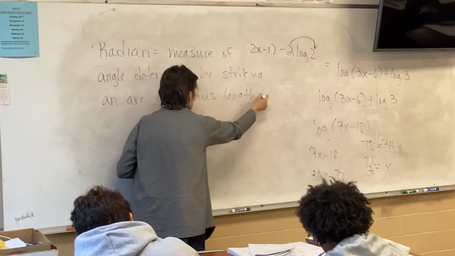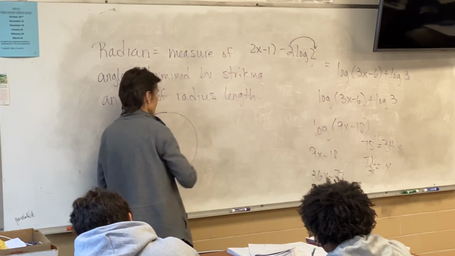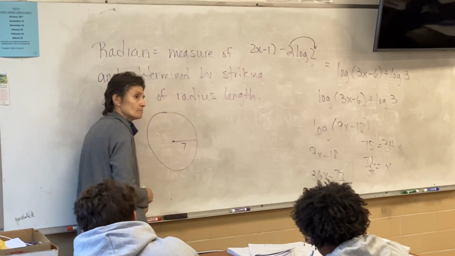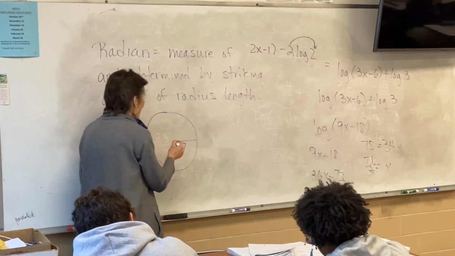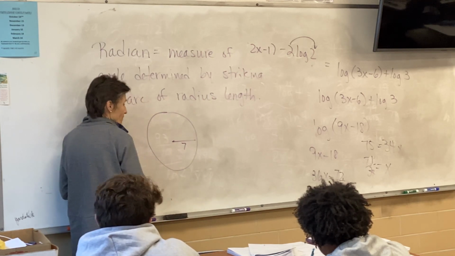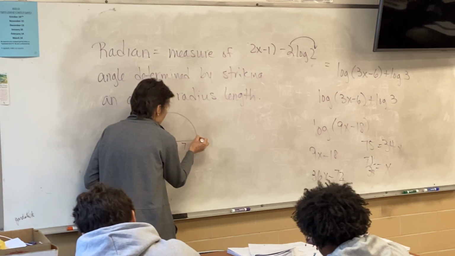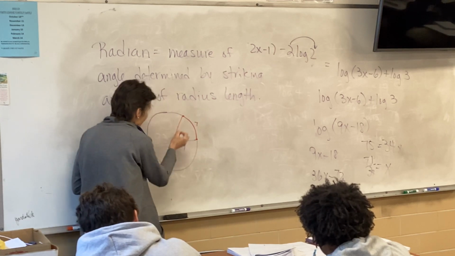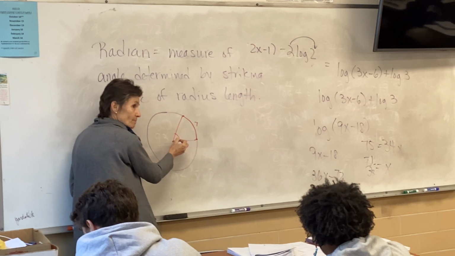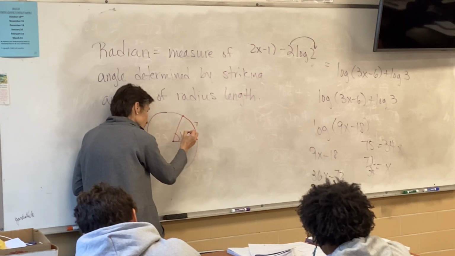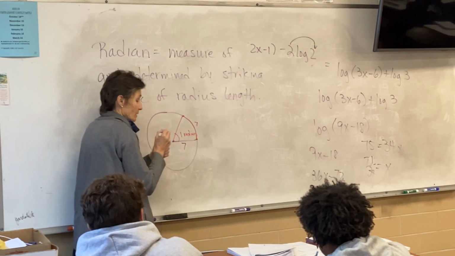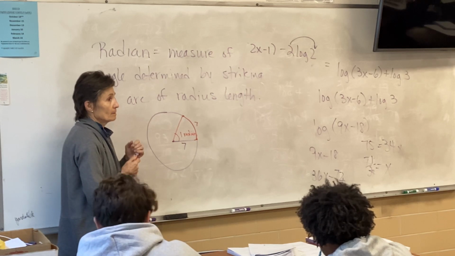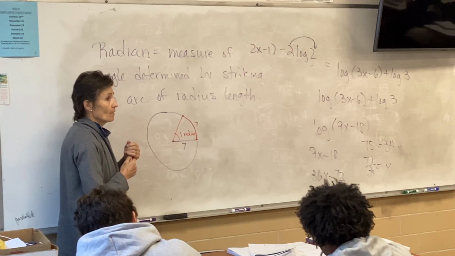So in other words, give me a circle, the most perfect shape of all, a circle, and its radius is, let's say, 7. If I strike an arc on that circle that is 7 units long, do you see how that arc will create an angle? That is 1 radian. Okay?